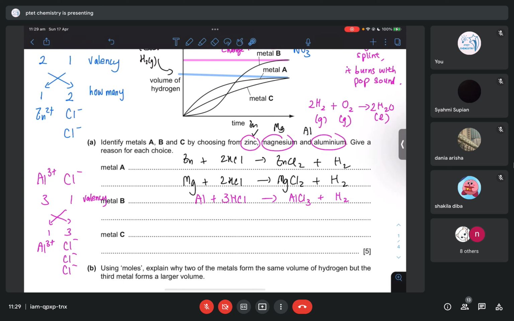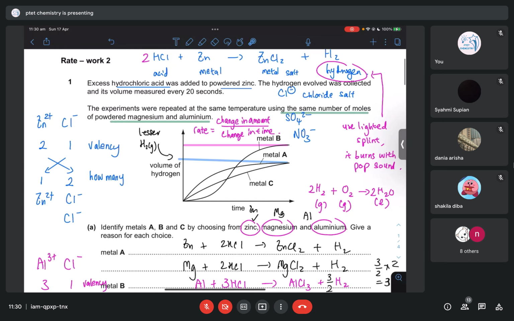3 hydrogen there means 3 hydrogen. You cannot put a 3 in front there because 3 times 2 is 6. You only want 3. You cannot change the identity at the bottom because hydrogen is a diatomic gas. What you can do is 3 over 2, because 3 over 2 times 2 is 3. Okay, so you get 3 hydrogen atoms there, to balance the 3 hydrogen atoms. The very reason I use fraction here is because of the same number of mole of each of these, according to the question, same number of mole for magnesium and aluminium, and the powdered zinc.